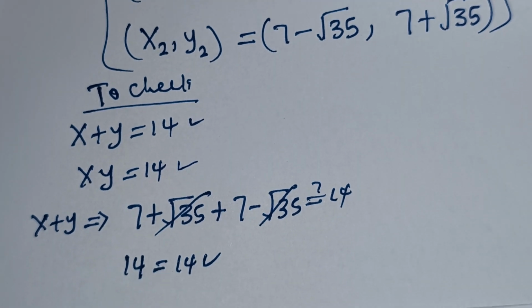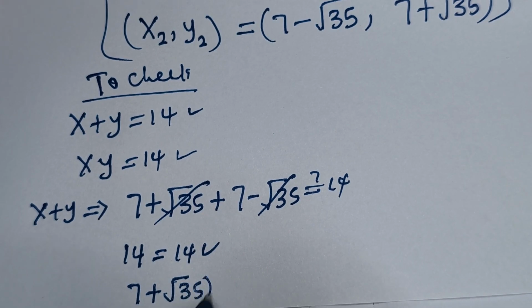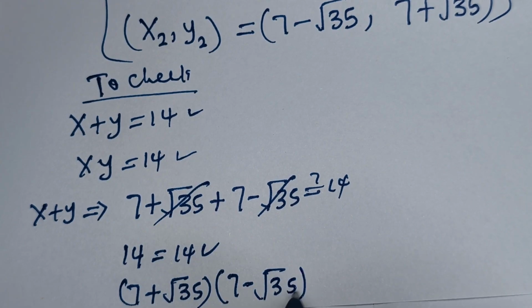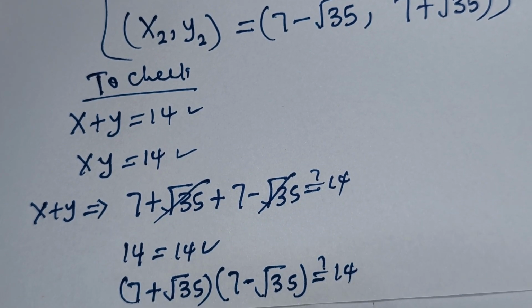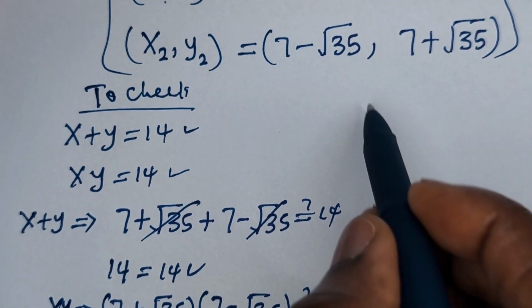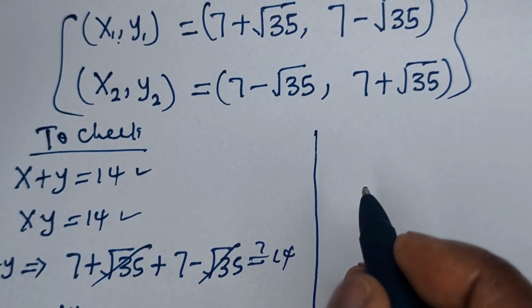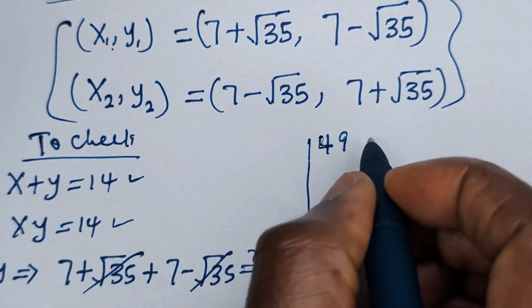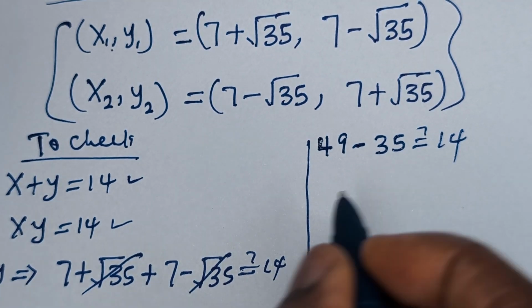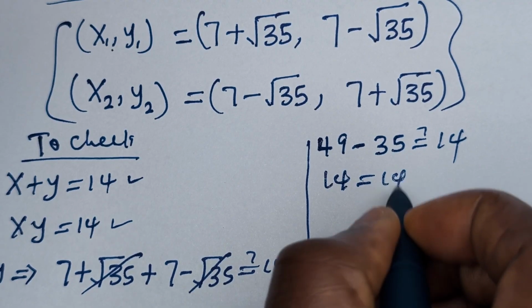Also, let us consider this. We have 7 plus root 35 multiplied by 7 minus root 35 must be equal to 14. And this is xy. Then if you open out this, we have 49 minus 35 must be equal to 14. Then 49 minus 35, this is 14 is equal to 14, which is true.